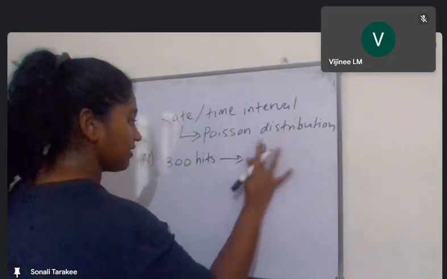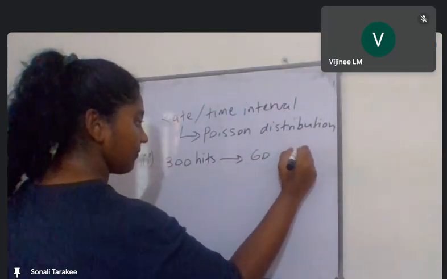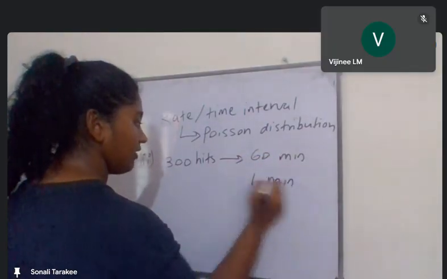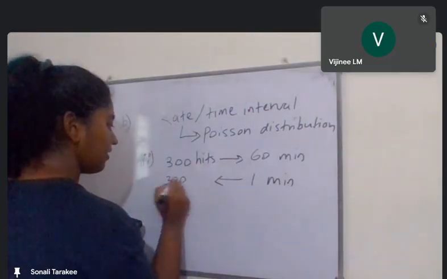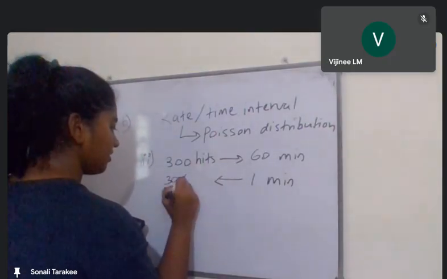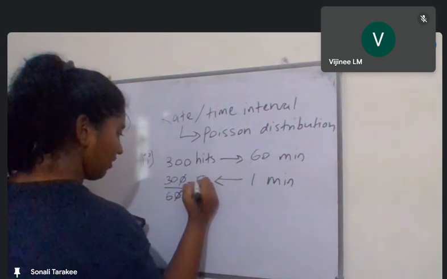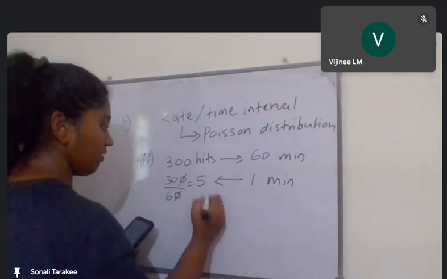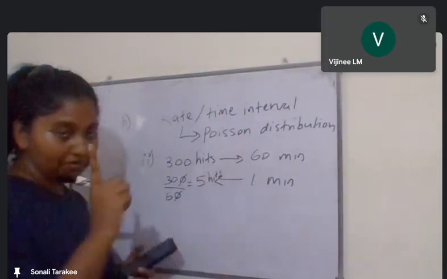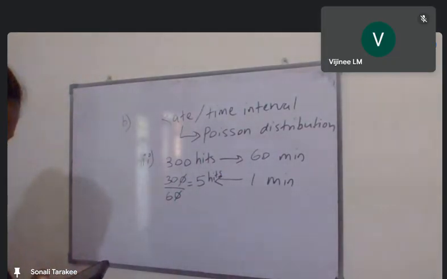1 hour means 60 minutes, no? Therefore, for 1 minute, 300 divided by 60, which is 5. So 5 hits per 1 minute. Find the probability of receiving 10 hits in a given minute.